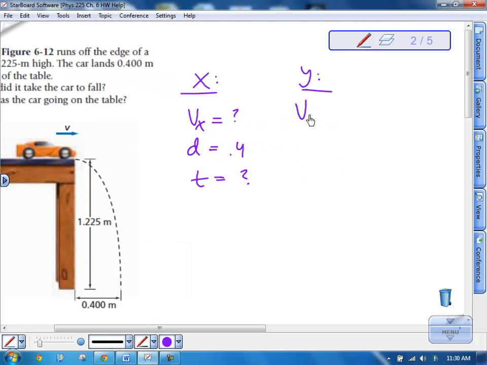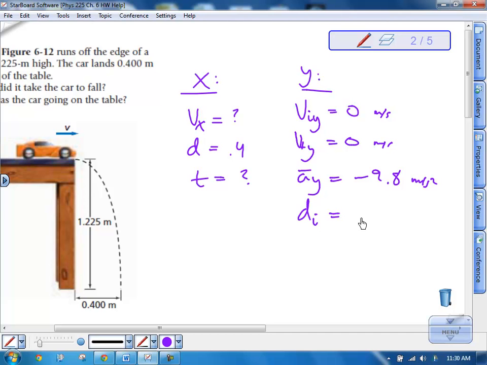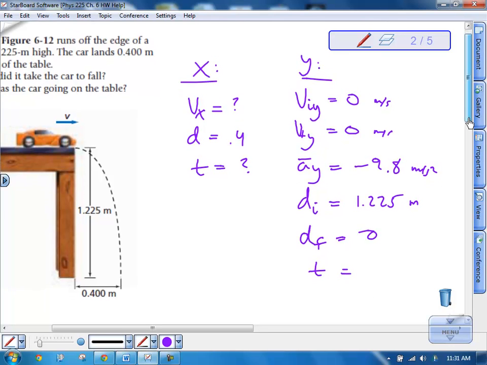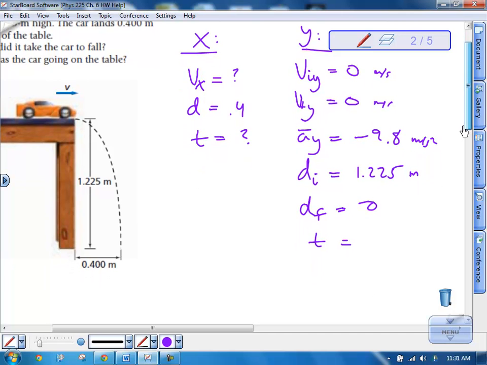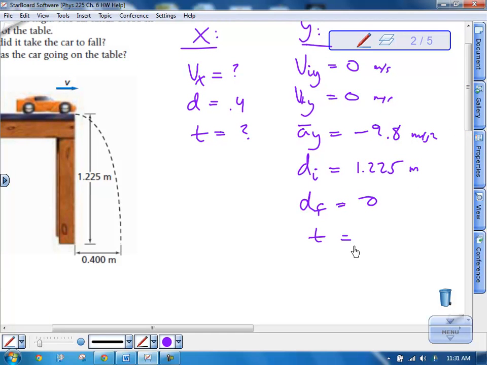Vertical information: initial velocity in the y, we know it has to be 0 because initially it's just traveling horizontally on the table, it can't move up or down at all. Final velocity, I don't know how fast it ends up going at the bottom, so we'll just call that 0. Acceleration in the y is negative 9.8 meters per second squared. Initial distance is the initial height, 1.225 meters. And final distance is it hits the ground, so 0. And the time we don't know. This is a very similar problem to the last two problems we just did. We want to find the time.